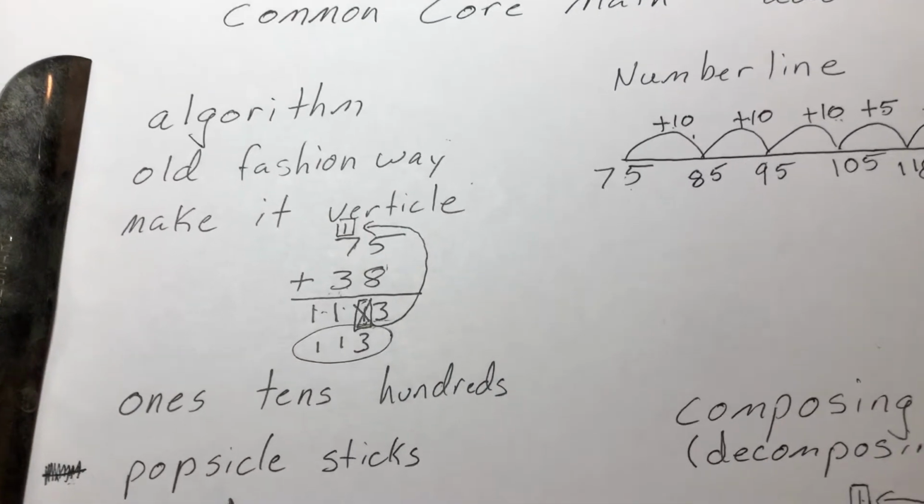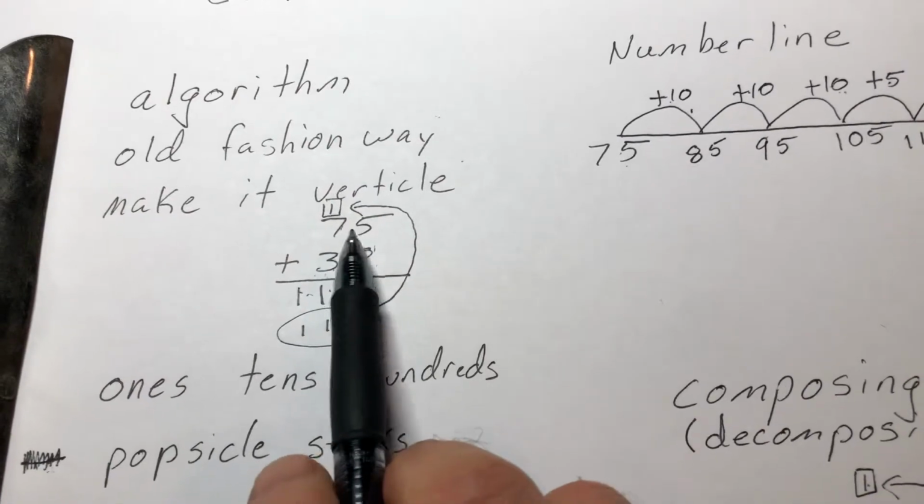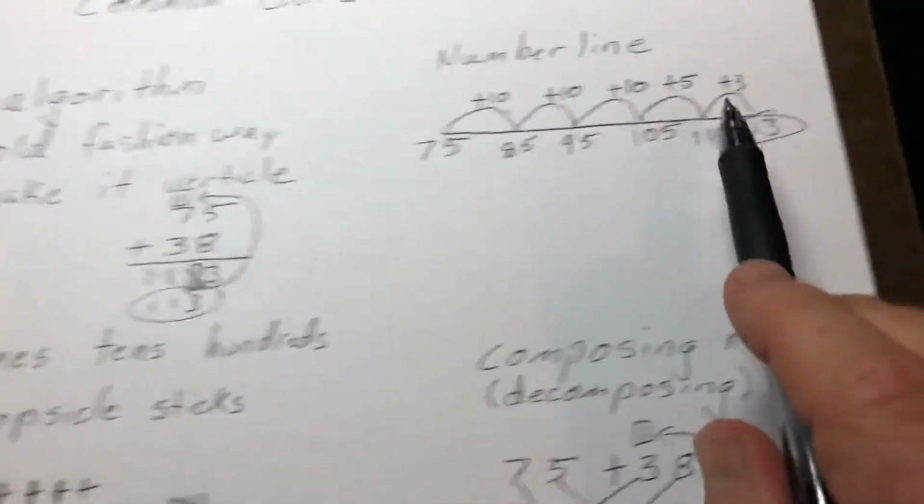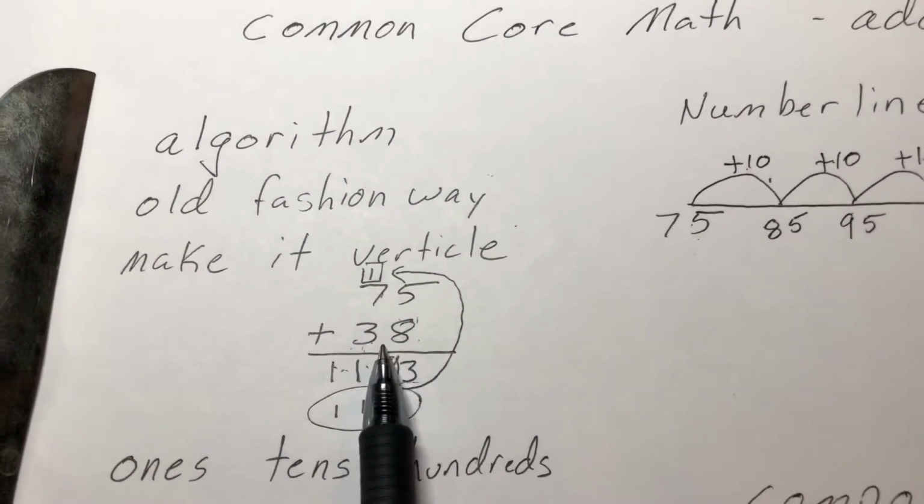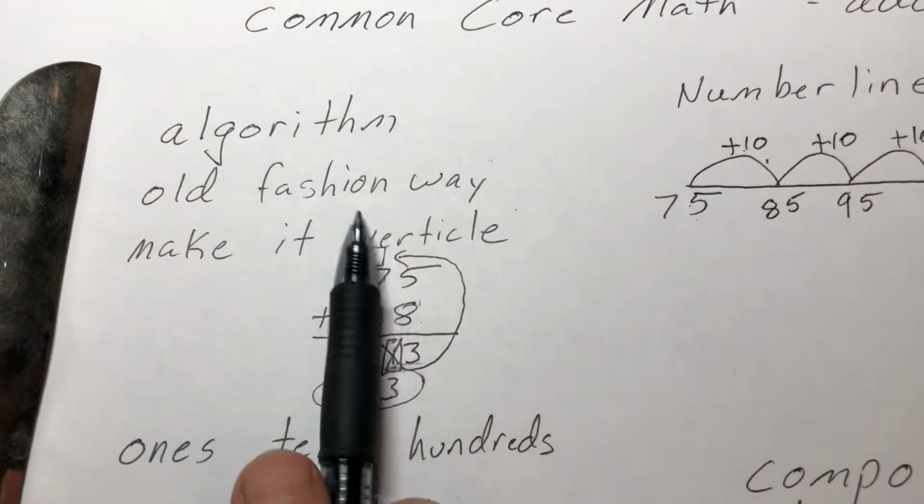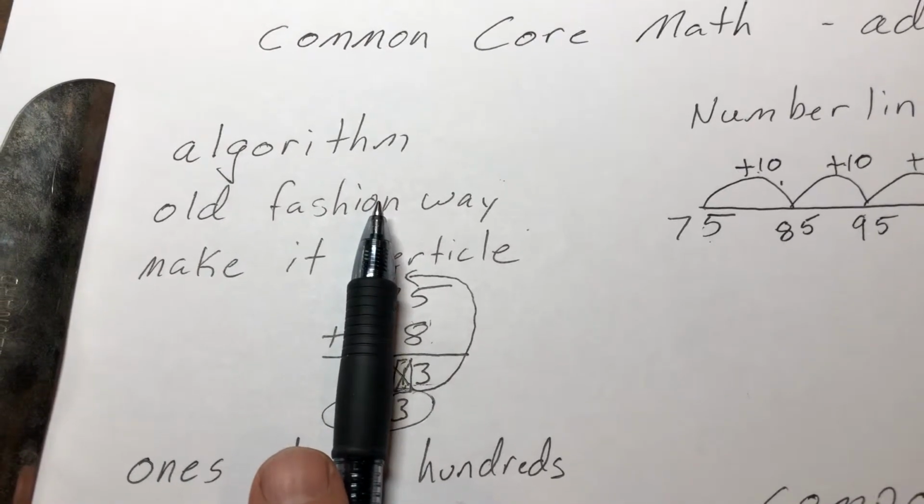Algorithm way, the old-fashioned way. And I did these already just to kind of save us some time. But look, here's 75 plus 38, and we're going to do that same problem with all 4 of these, by the way. So 75 plus 38. The first thing I tell the students to do is cover the tens and simply add the ones. So we have 5 plus 8 is 13.